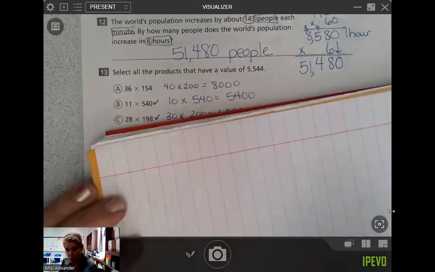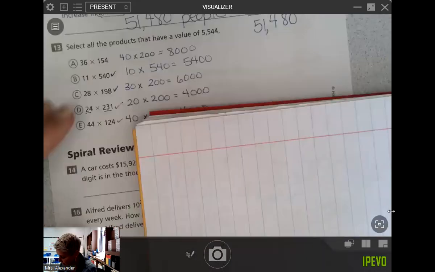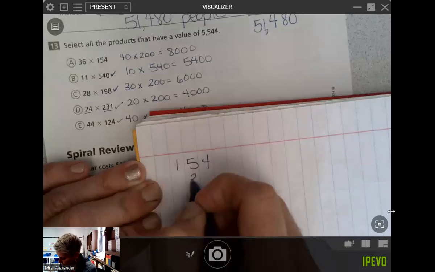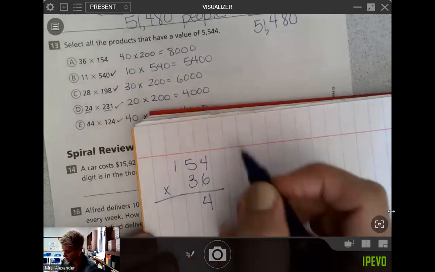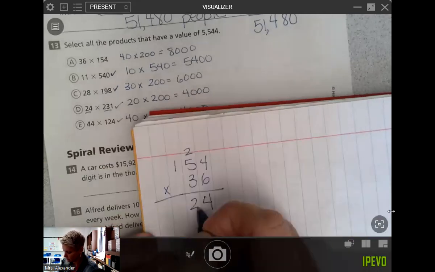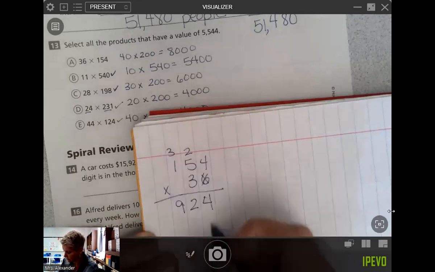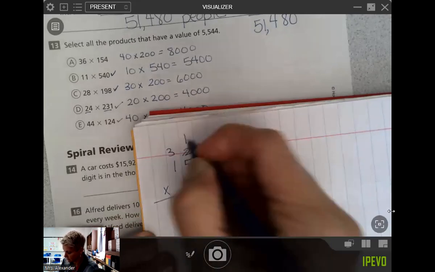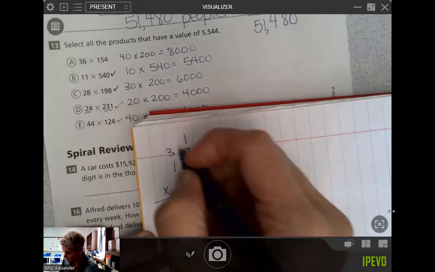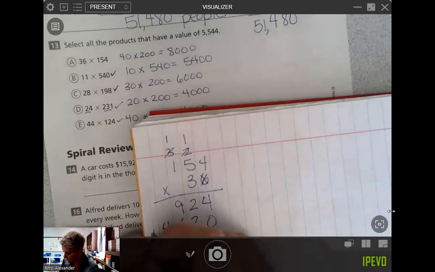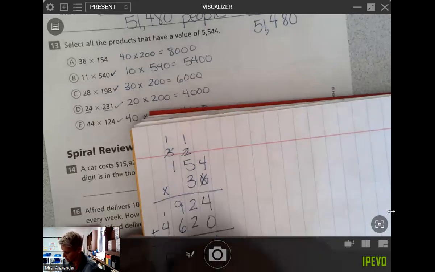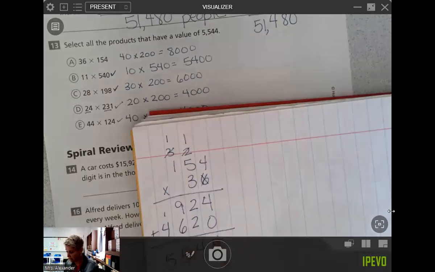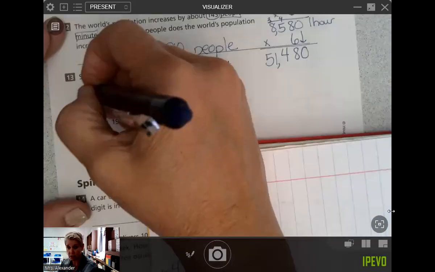So I have 154 times 36. So work with me or pause. 5,544. It's a good thing I checked that one. Rounding up really put it way off, but it's a good one.